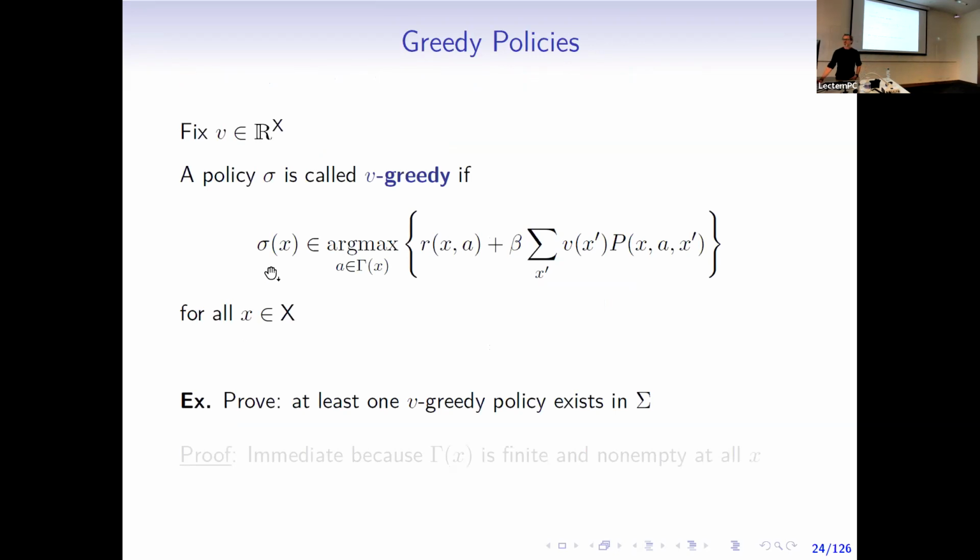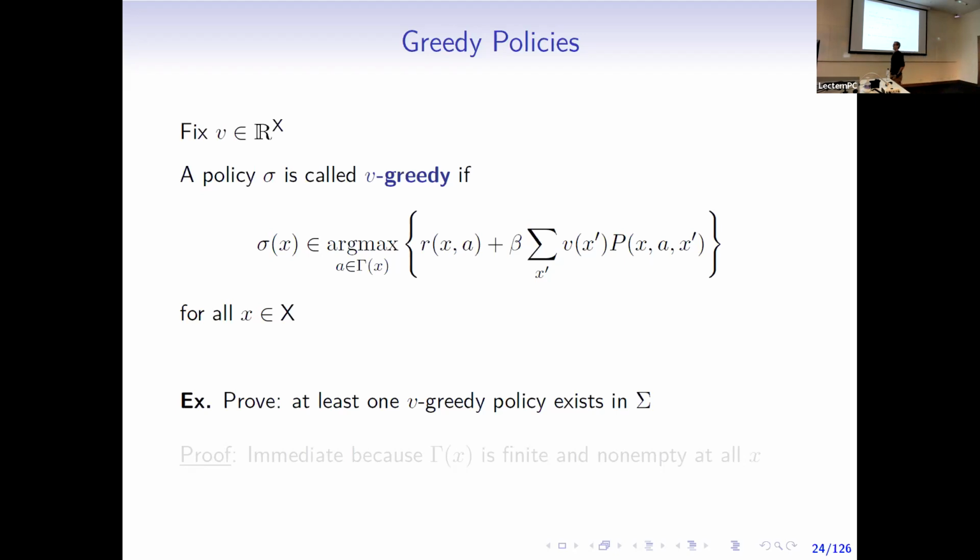So just a little bit more terminology that we've seen before. I'm going to call a policy v-greedy if it satisfies this for every x. What's that saying? This is exactly the same idea as before. I'm going to take v, think of it like the value function, and compute my policy accordingly. And if v is the value function, that's going to give me the exact optimal policy.